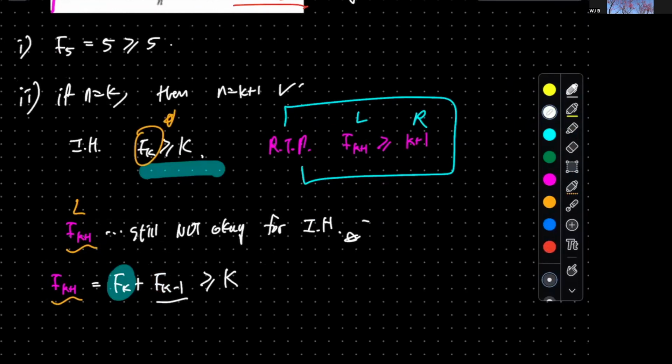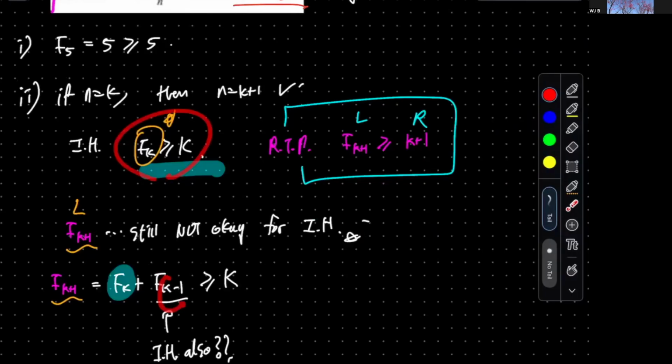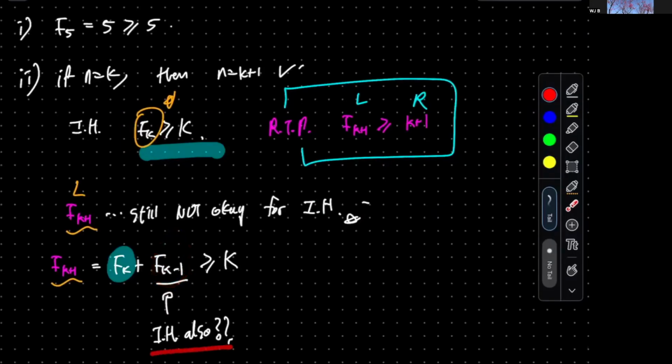And guys, can I use the induction hypothesis on the fk minus 1? I assume it to be true for k. Can I use it for k minus 1? Yes or no? Type me, please. Can I use fk minus 1 as the induction hypothesis? Yes. Good job. It is also true.